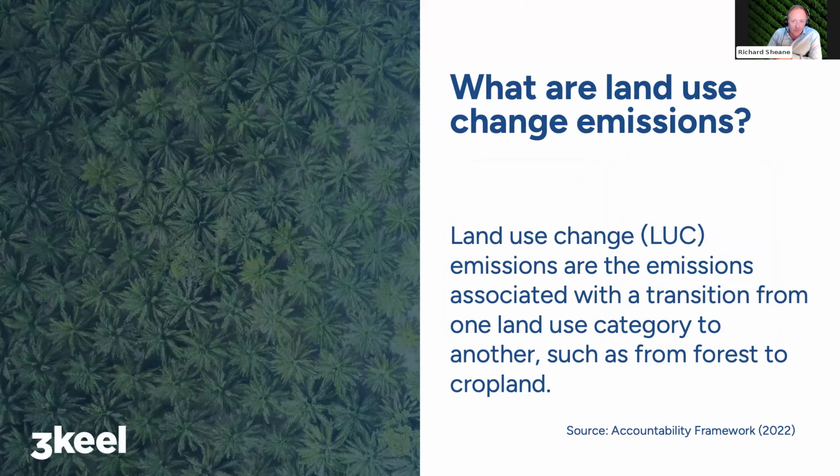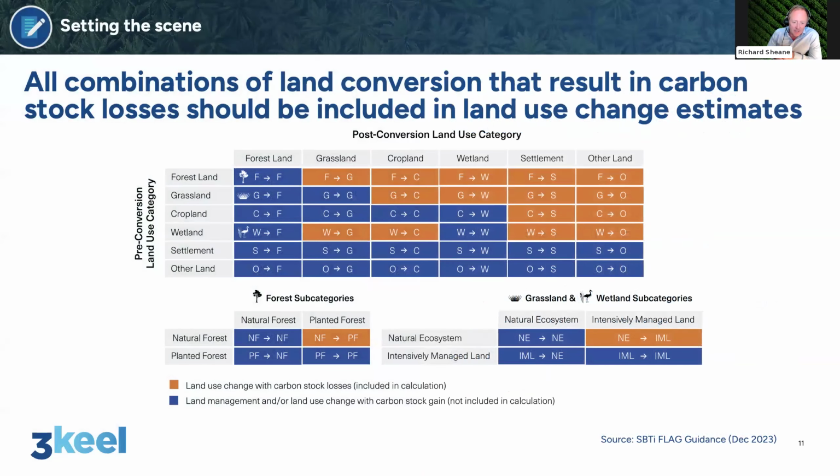So starting off from the basics, what are land use change emissions? This is a definition from the Accountability Framework, which is a very credible initiative in this space. Land use change emissions are the emissions associated with the transition from one land use category to another, such as from forests to cropland.